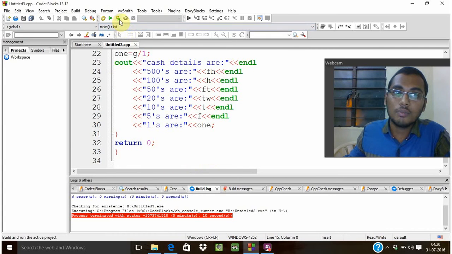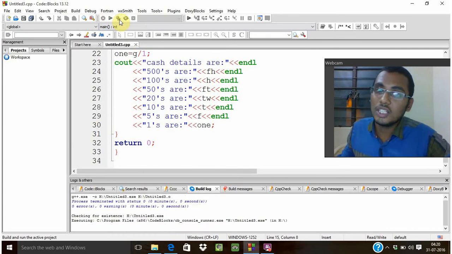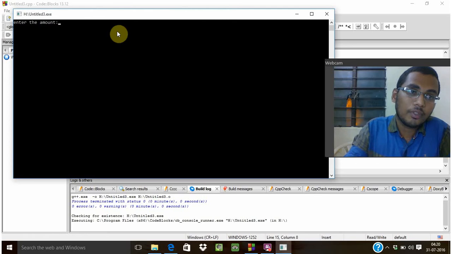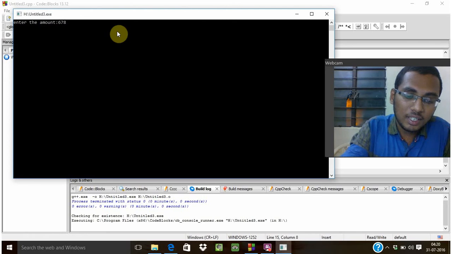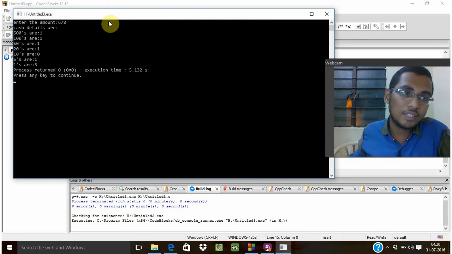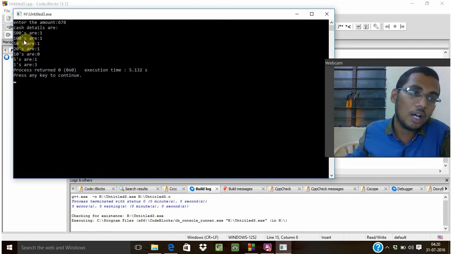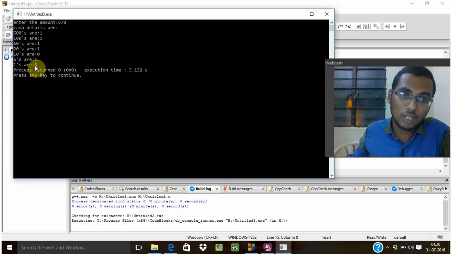Now we shall execute the program to see the output. I am entering the amount as 678 and the result will be as follows. 500 rupee notes are 1, 100 rupee notes are 1, 50 rupee notes are 1, 20 rupees are 1, 10 rupee notes are 0, 5 rupee notes are 1 and 1 rupee notes are 3.